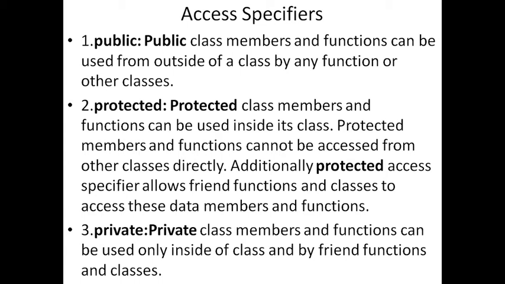Then the third access specifier is private. Private class members and functions can be used only inside of the class and by friend functions and classes. That means members cannot be accessed from outside of the class, and private and protected are safe.